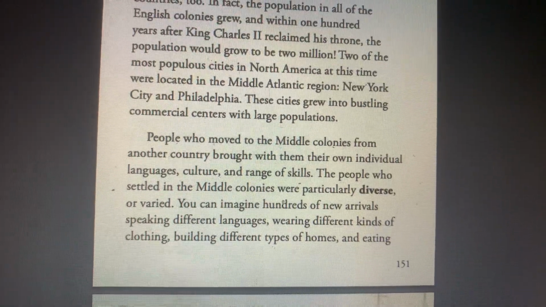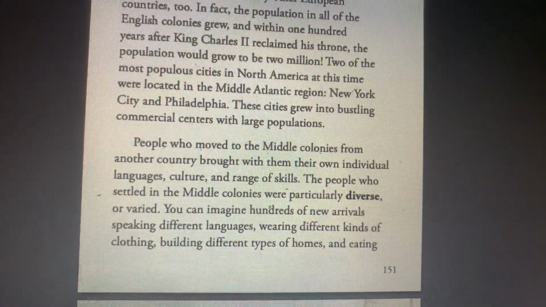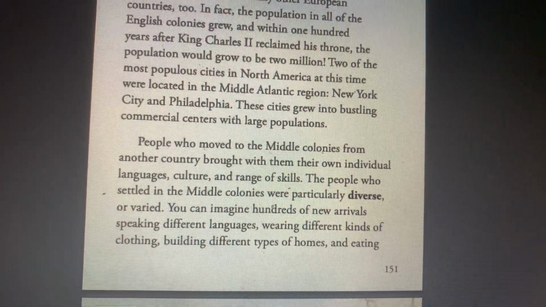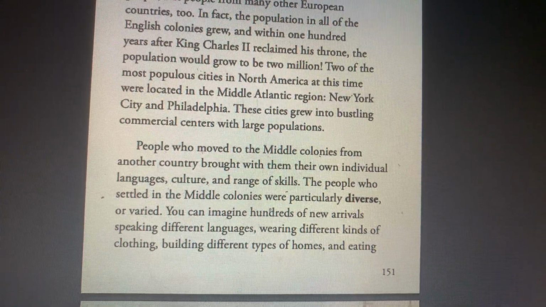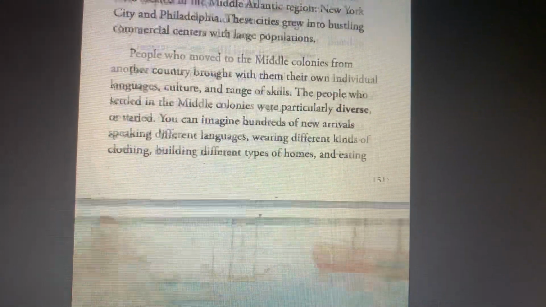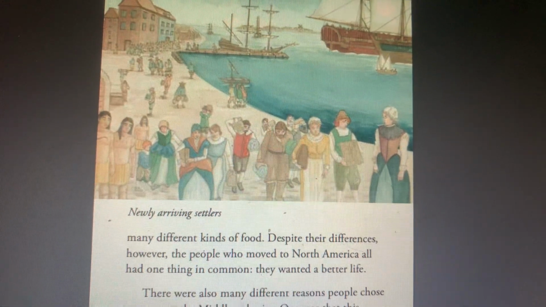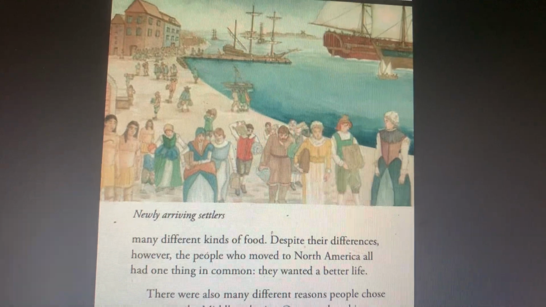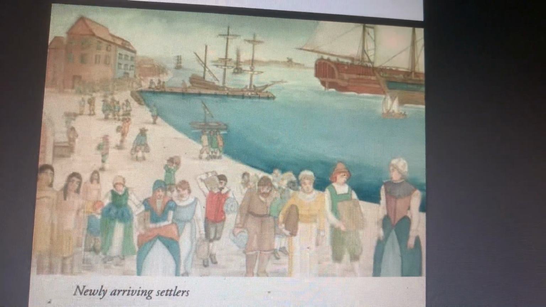People who moved up to the Middle Colonies from another country brought with them their own individual languages, culture, and range of skills. The people who settled in the Middle Colonies were particularly diverse or varied. You can imagine hundreds of new arrivals speaking different languages, wearing different kinds of clothing, building different types of homes, and eating many different kinds of food. Despite their differences, however, the people who moved to North America all had one thing in common: they wanted a better life. Here's an illustration of newly arriving settlers.